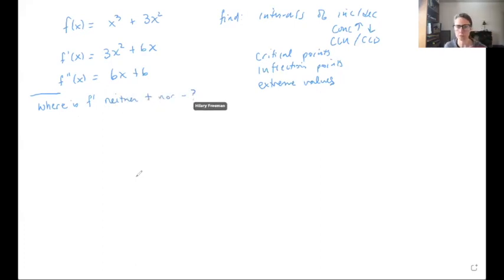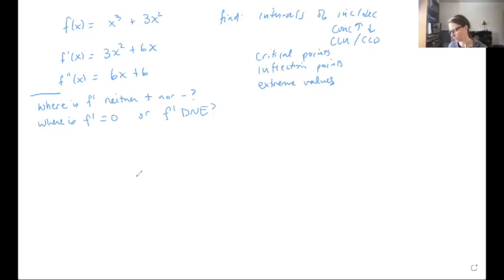And the reason we ask this question is it's usually a smaller subset of answers, and it's pretty easy to find out where f prime is neither positive nor negative. What we're asking is, where is f prime either equal to 0, or where does f prime not exist? So what we're trying to do is translate this and reframe this into a question that's easier to answer.